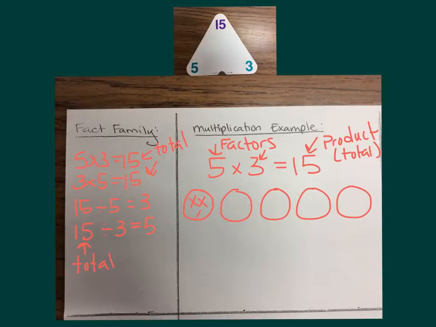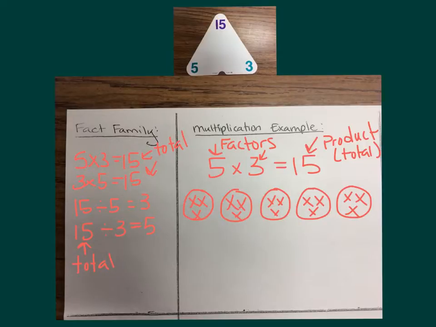1, 2, 3. There's one group of 3. 1, 2, 3. 1, 2, 3. 1, 2, 3, 1, 2, 3. So I have now modeled 5 groups of 3 objects. If I count all of my X's up, I'm going to get a total of 15 X's.